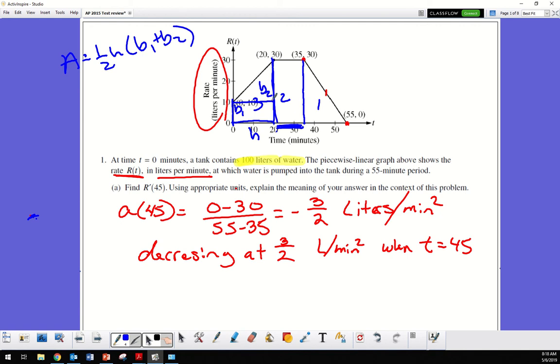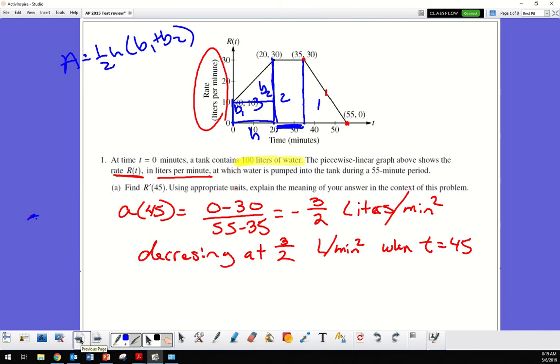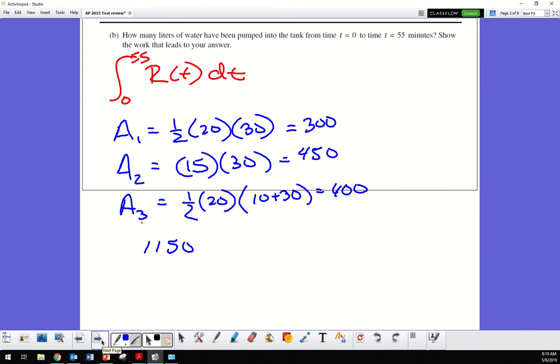As long as you're showing and labeling, because you have to show the work that leads to your answer. You notice I labeled everything A1, A2, and A3. So I'm showing and labeling my work as I do that, because that's working off the graph. Label what it is, and then you can use it. That's key if you want all your points. All right, so we get 1150 what? Liters.